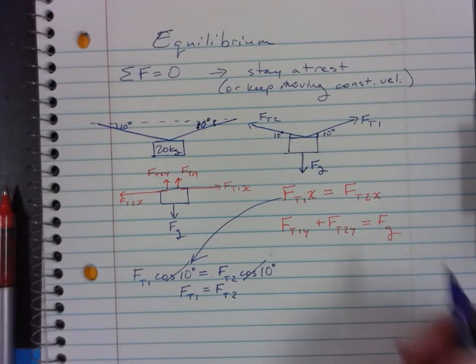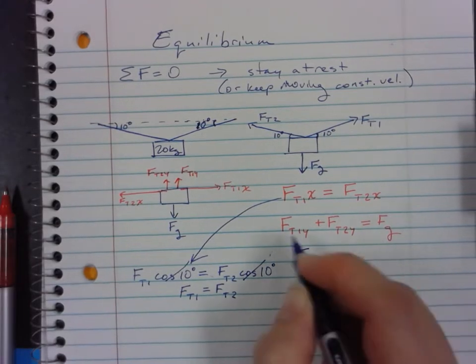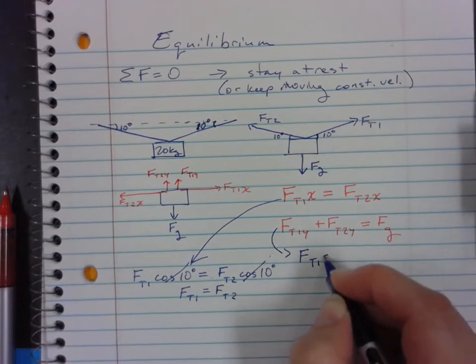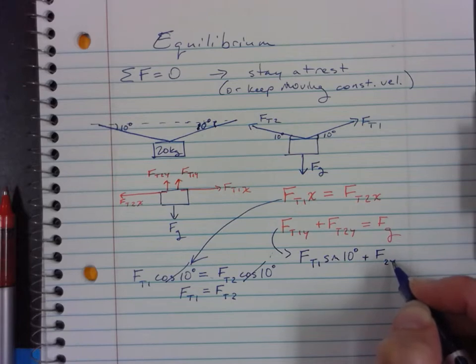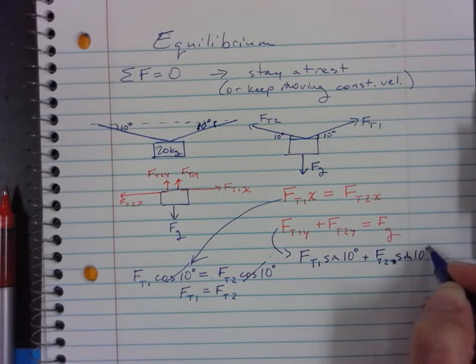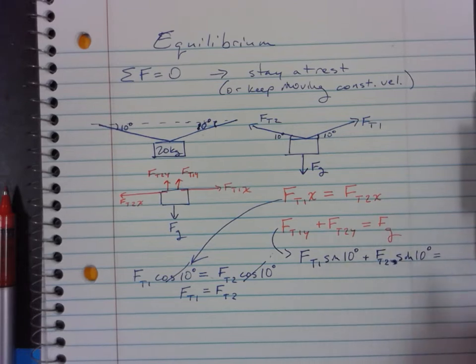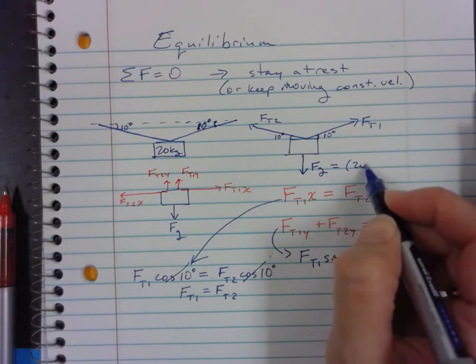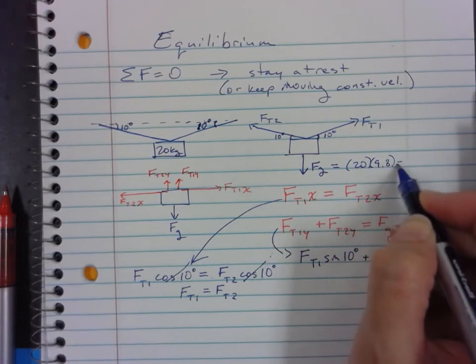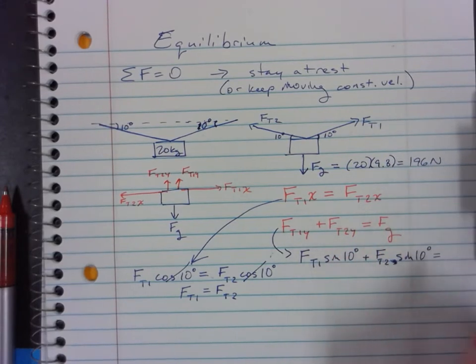So now we can go into this equation. I know Ft1y is the sine of the angle, plus Ft2y is again the sine of the same angle, equals Fg. Let's go ahead and calculate it. 20 times 9.8 is 196 newtons.